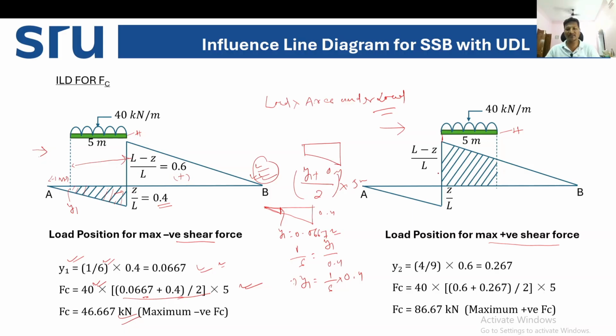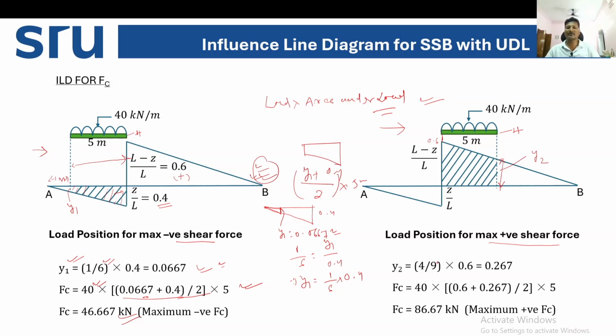We already know the maximum ordinate. What is the maximum ordinate here? The maximum ordinate is 0.6. Let's say this is the y2 value. Once we calculate this ordinate y2, with a similar formula, load into area under the load, we can calculate the maximum positive shear force. So how to calculate y2? The same similar triangle formula can be applied.